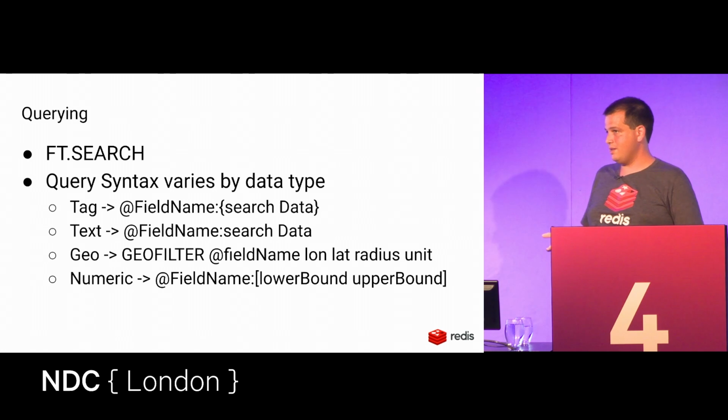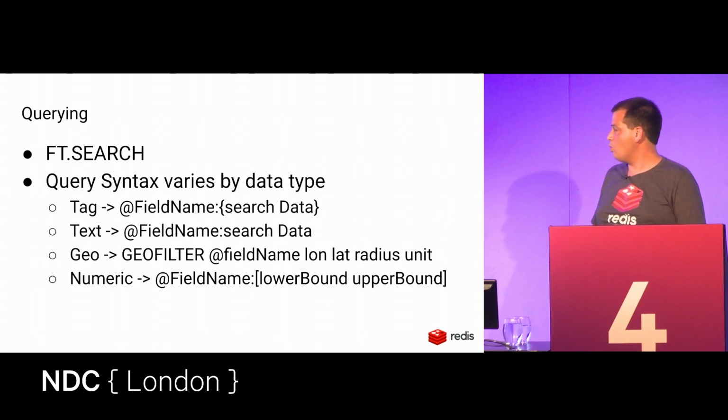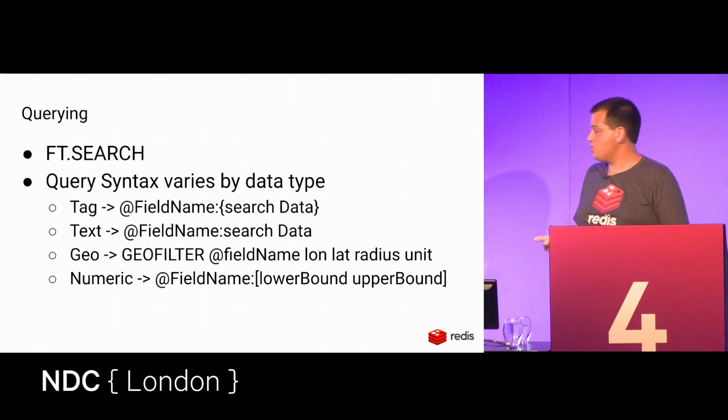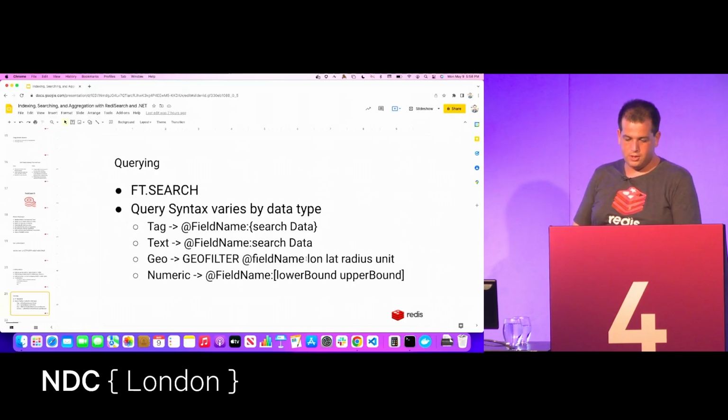For querying things in Redis with Redis Search, you use the FT.SEARCH command. And the query syntax varies by data type. For tags, you can do field name, with braces, the search data that you're looking for. For text, you could do field name, then the search data, whatever it is. For geo, you can use a geo filter. There's also a new way to actually add the geo to your query. And for numerics, you basically use square braces to go from a lower to upper bound. So I'll just show you that real quick.